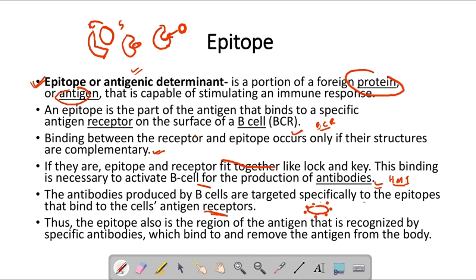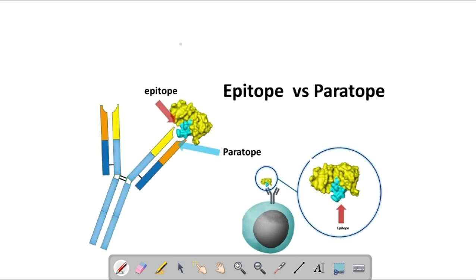So thus the epitope is also a region of the antigen. Suppose this is a bacteria and it has surface proteins, so this will act as an epitope. That is recognized by specific antibodies. So antibodies will come and specifically interact with this epitope. Sometimes it leads to the opsonization of this antigen, which binds to and removes the antigen from the body.